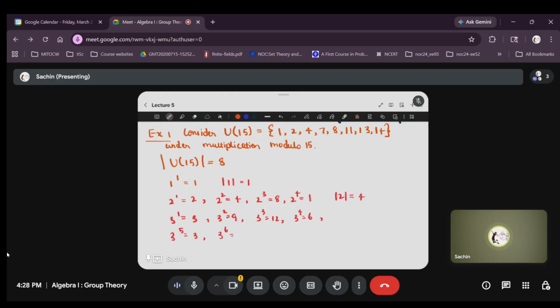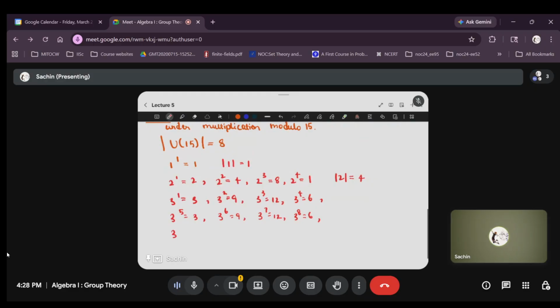3 power 6 is 9. 3 power 7 is 12. 3 power 8 is 6. It will keep repeating. Can't get 1, right? 3 power 9 is again 3. Yeah, so it will keep repeating. Only 3, 9, 12, 6 is what you'll keep getting.